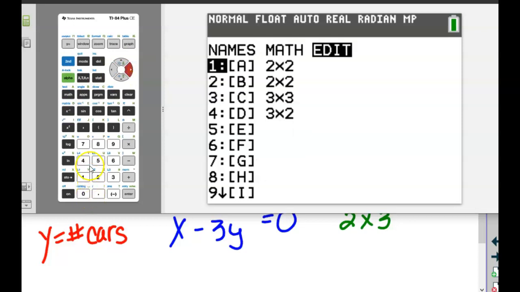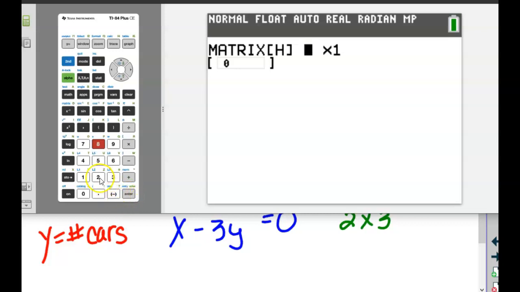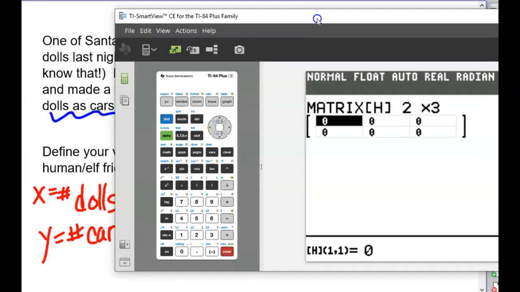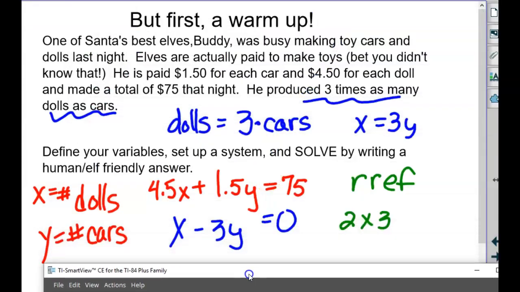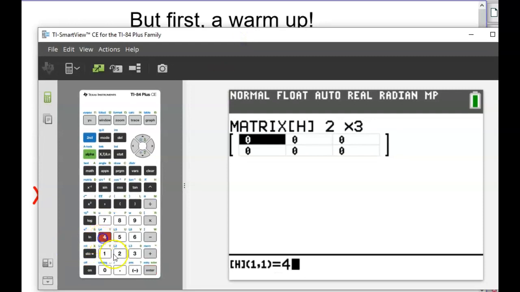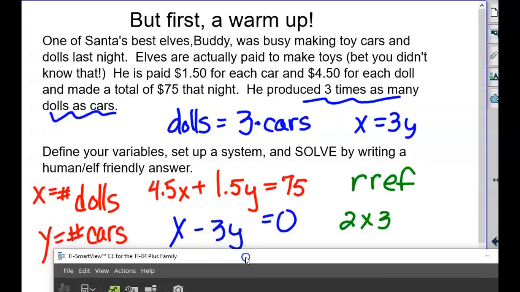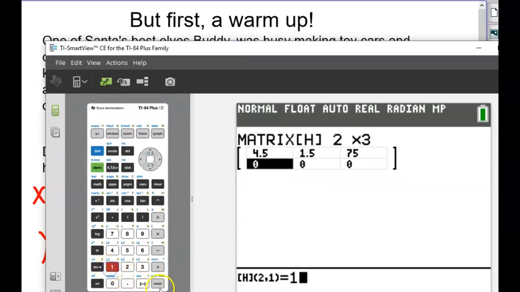I'm going to put mine in 8 and 9 just to be difficult. I only need 1 today, 2 by 3. We're going to learn another way that requires you to put in 2 separate matrices. It's not my favorite because I don't like putting them in the first place. What am I putting in? 4.5, 1.5, and 75. And then 1, -3, and 0.